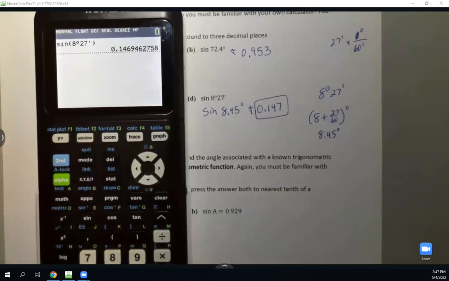So the calculator will do the work for me if I punch it in that way, which is kind of nice. Any questions about that? Okay.